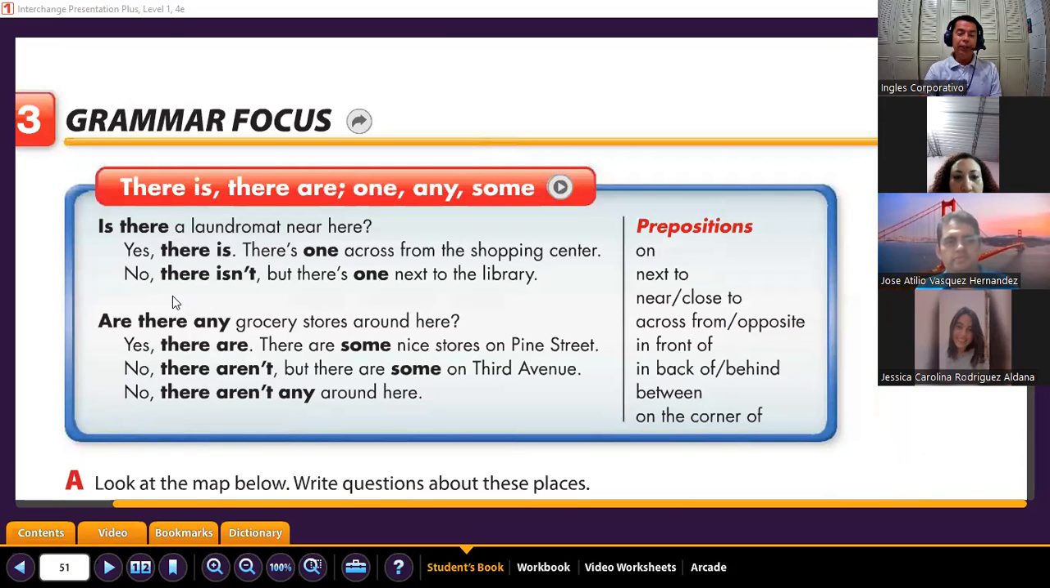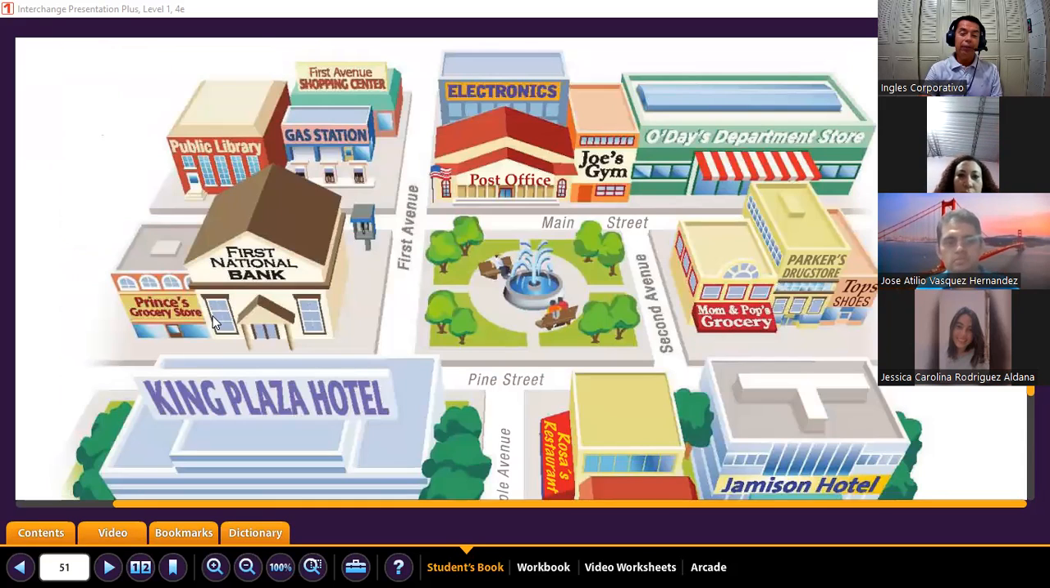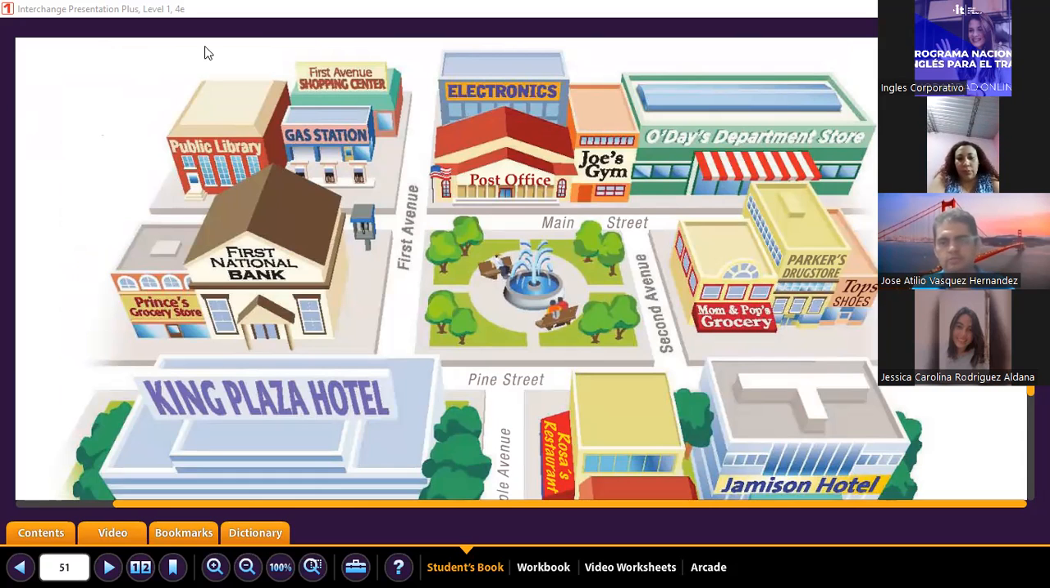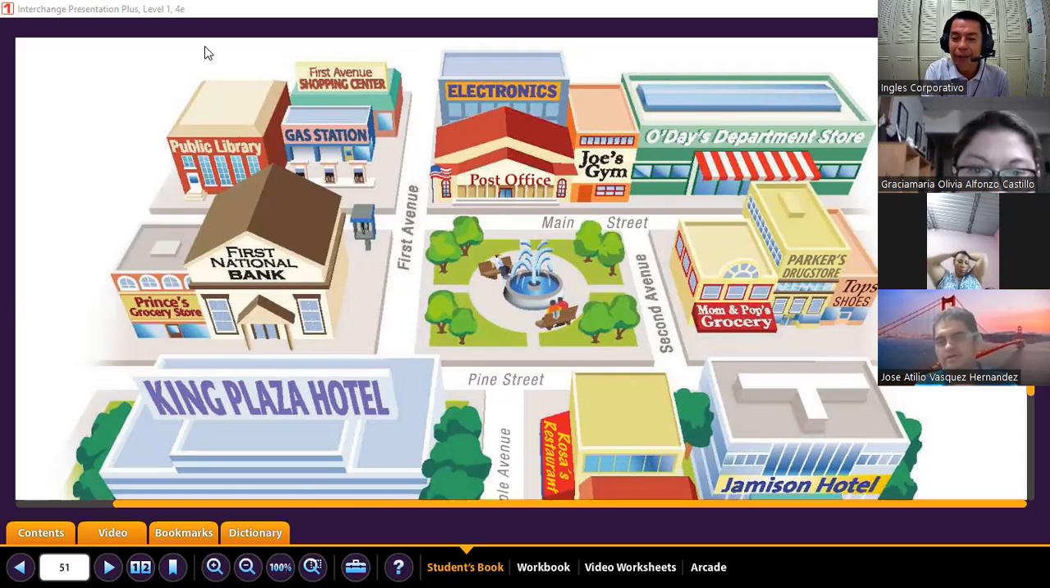Excuse me. Is there a laundromat here? Is there a post office here? Etc. Okay. Excuse me, Gracias María. Is there a Parker drugstore in the neighborhood? Sorry, José Atilio, a what? A park? Yes. Parker drugstore. Yes, there is. Yes, there is. There is one.